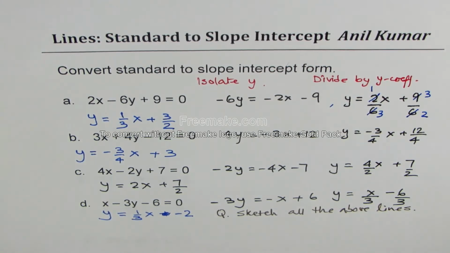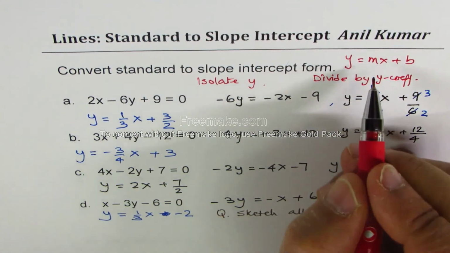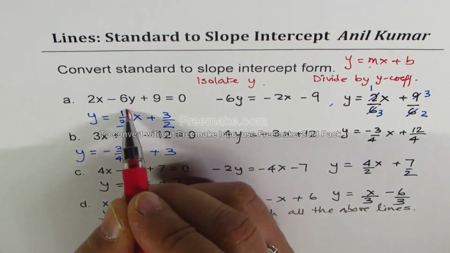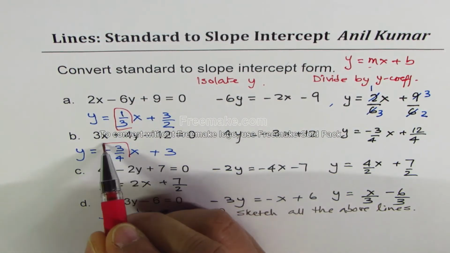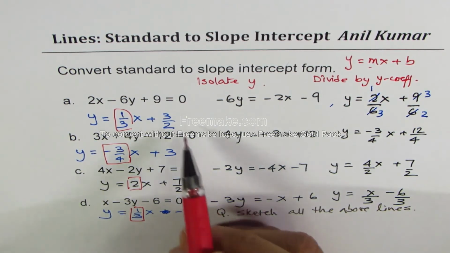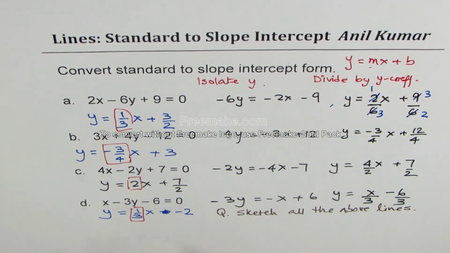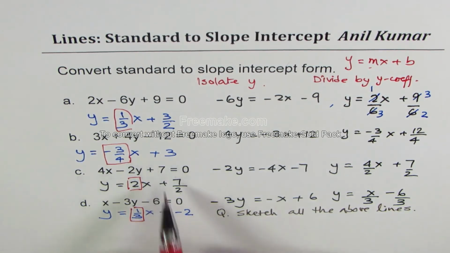And as you know, slope-intercept form is y equals mx plus b. The coefficient of x, which is this, is the slope, right? That is the slope. And the y-intercept is, when x is 0, y equals the y-intercept. Using slope and the y-intercept, you could easily sketch a line. So practice how to sketch these lines.